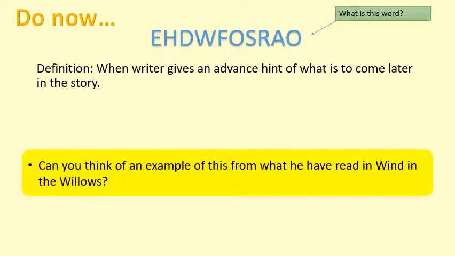There's a nice easy word scramble at the top there. Unravel those blue letters, or put them in the right order, so that they spell out the thing that we're looking at today. We've just put it in the title, so it's not very hard. Foreshadowing is when the writer gives an advance hint of what is to come later in the story. I want you to write the word foreshadowing and then write that definition after it. When you've done that, can you think of an example of this from what we have read in The Wind in the Willows?